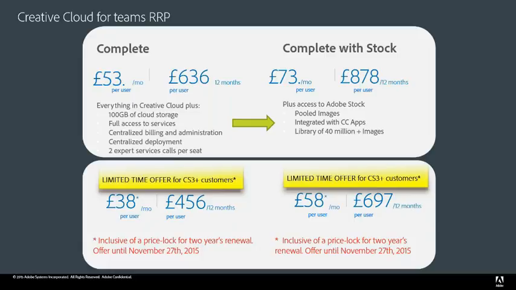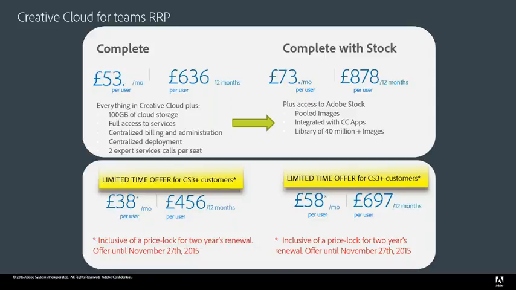Now, introducing Stock as well, which Iona did go through, integrated with all the CC applications, a library of 40 million plus images, and that's £878 a year. Now, the introductory price at the moment is running until November the 27th, and that is for all customers that still have CS3 and above products in your estate and still using. You can migrate at this lower price, and this also locks you in for a price lock of 3 years, so a 2-year renewal, which is at the left-hand side, £456 a year, and then including Stock, it's £697. And that's just a brief overview of the pricing.